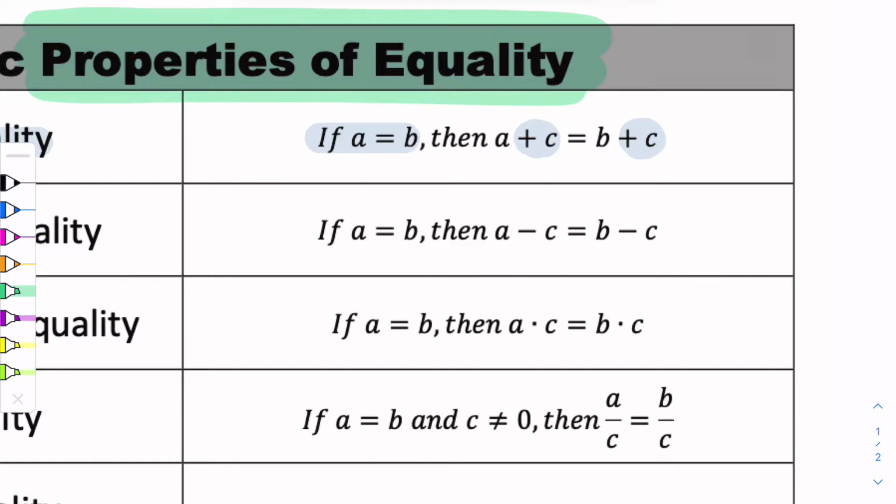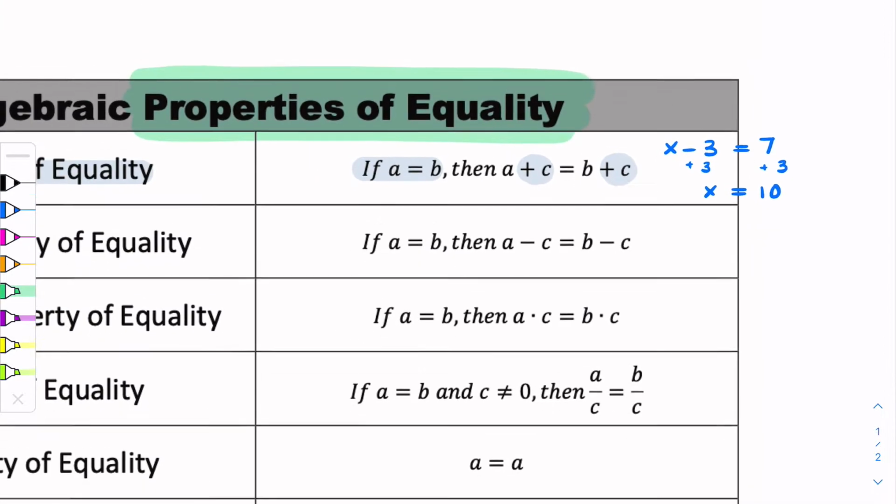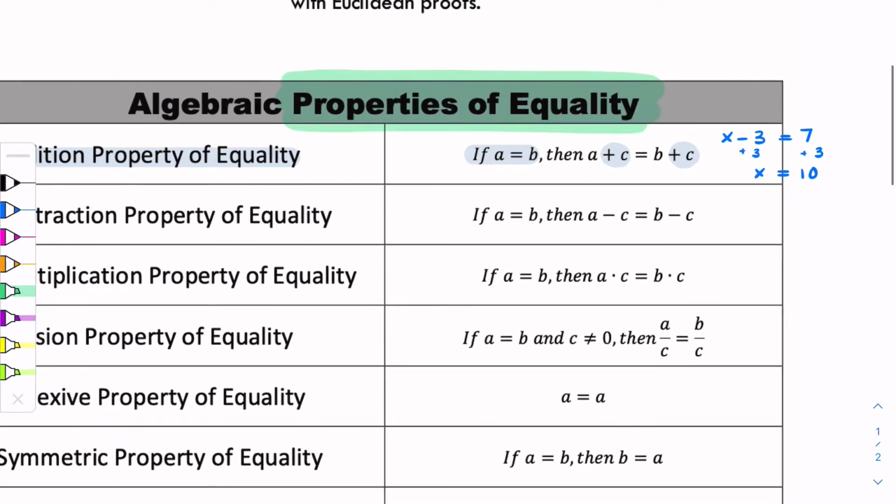If I gave you an example of when you would use the addition property of equality, it would be when you're solving a basic algebraic expression, such as x minus 3 is equal to 7. The addition property of equality is what allows you to add 3 to both sides, keeping the equation equal, but solving for x. So this would give you a solution of x equals 10. This step right here, by adding 3 on both sides, is what we call the addition property of equality.